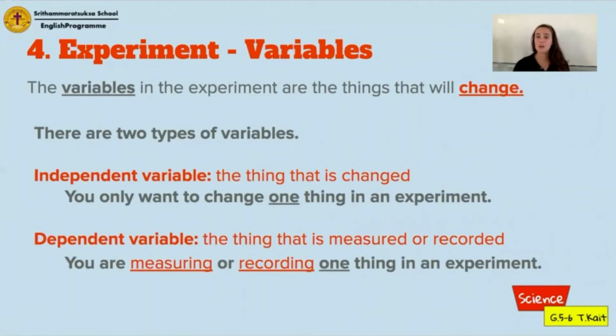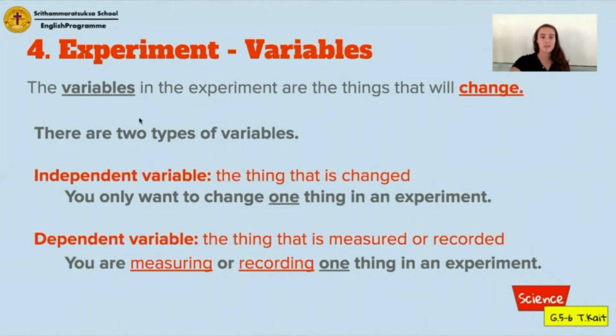For an experiment, we talk about variables. Also, these are the things that will change. So these are the things that are changing in our experiment. If we are talking about our plants, the thing in our house that is changing is your plants are in different spots of the house that get different amounts of sunlight. So sunlight is the thing that is changing.